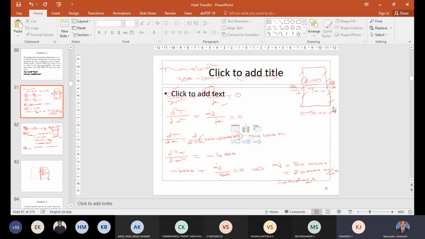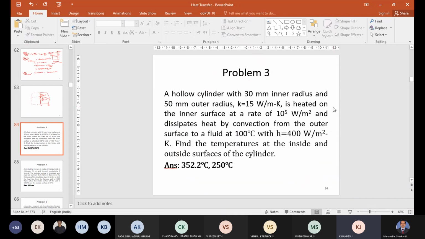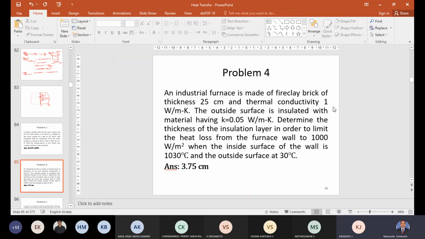All right, now we'll move on. Now this problem can take a little longer, and since we don't have enough time, I will move on to problem number 4. Problem number 3 I will take up tomorrow in the next class, on Thursday's class.